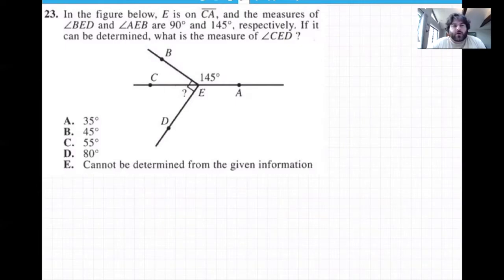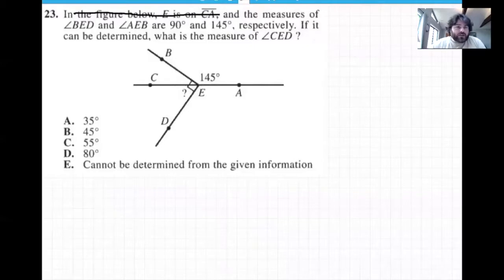All right, so here's what I'm going to tell you about these geometry problems. They love to get all wordy and then they have a picture, right? Well, if the stuff in the wordy part is already given to you in the picture, then you don't need to even worry about it. Let's read through this. It says in the figure below, E is on line CA. Here's line CA. Isn't it pretty obvious that E is on that line? It seems very obvious to me, so I'm not even going to worry about that sentence.